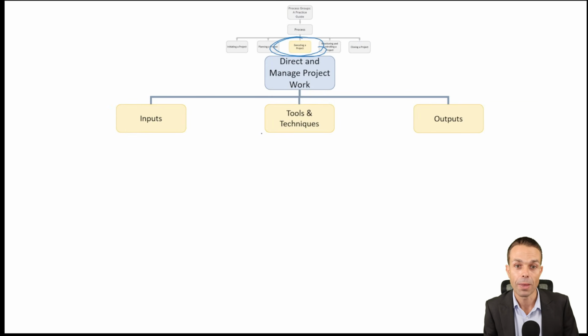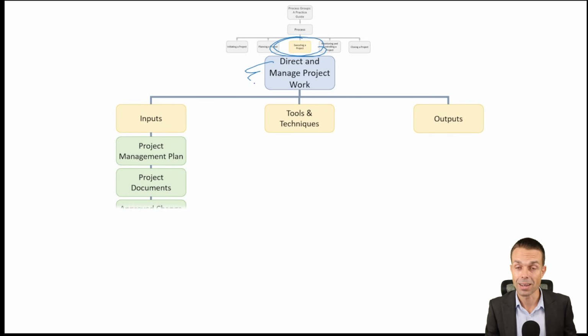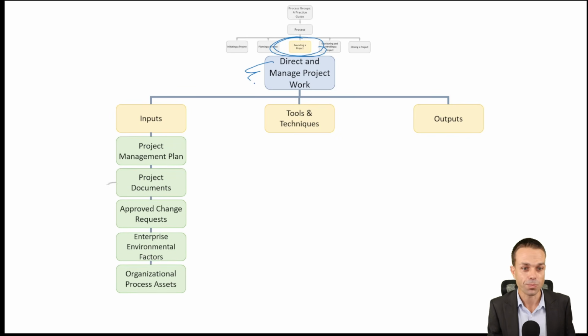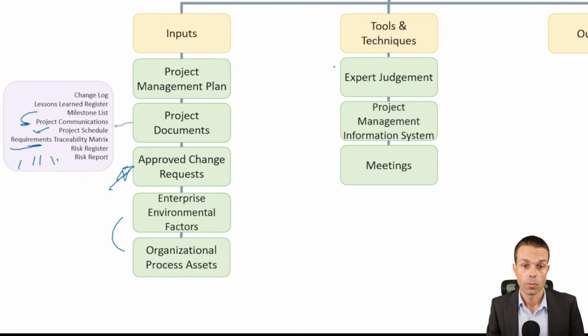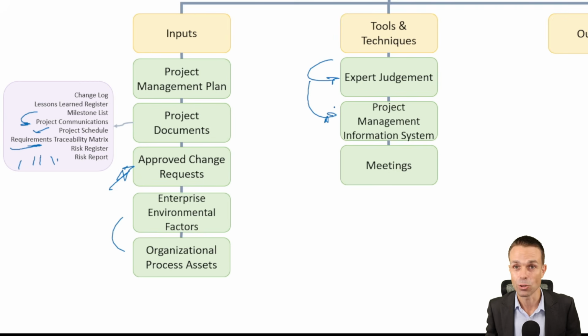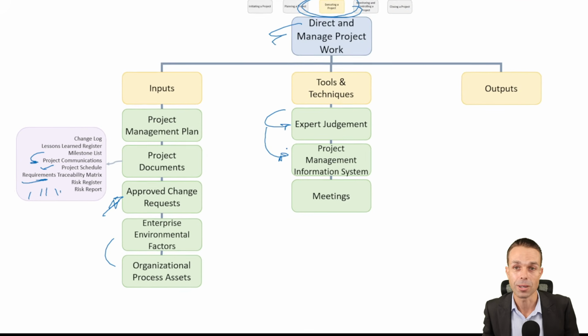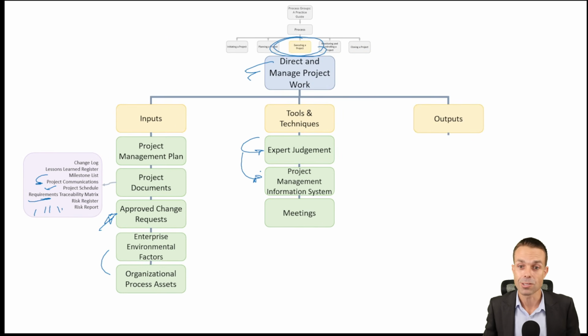So actually doing the work, directing and managing our project work. What we're going to need is our project management plan, because this is how we've planned everything out. Project documents like our changelog, project communications, and approved change requests for any changes that go along, EEFs and OPAs. We will need expert judgment as we execute our project, and we'll need all of the information from our project management information system. Again, could be Confluence, SharePoint, could be anything. Jira, could be Monday.com, could be Asana, could be anything that your company is using, could be Excel even. Meetings to tie it all together.